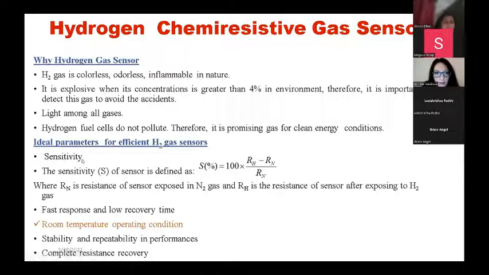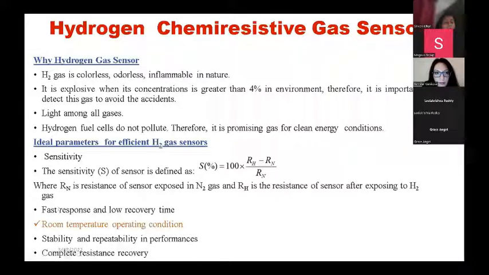The main parameter when choosing any material for the gas sensor is sensitivity. Here we are discussing the chemi-resistive gas sensor, so we are seeing the change in resistance when we put our material in the tested gas. The change in resistance matters for us. The formula for sensitivity is described here, where Rn is the resistance of the sensor in an inert gas, which can be nitrogen, air, or argon, and RH is the resistance in the tested gas.